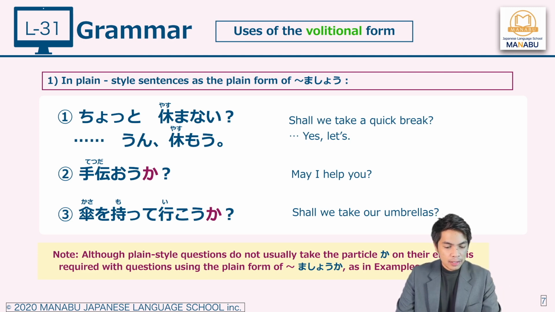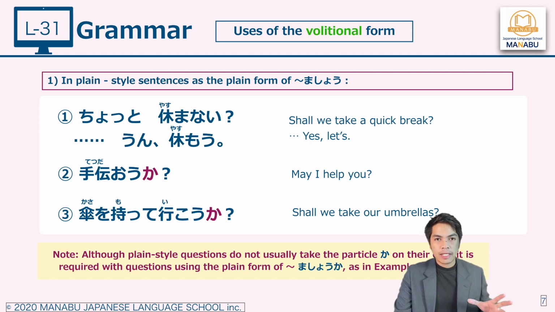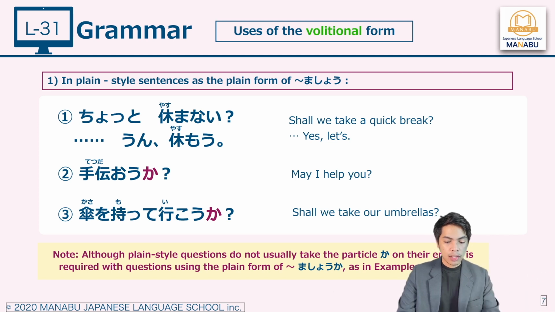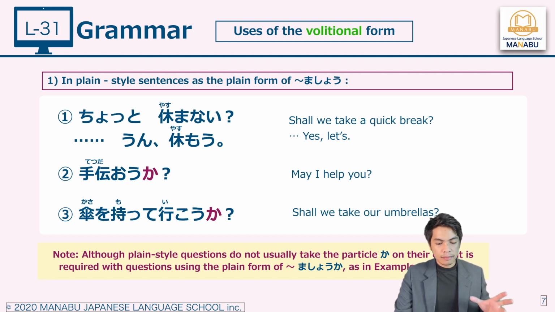Example number 2, tetsudaou ka. So from tetsudaimashou ka. If you remember, tetsudaimashou ka is offering help to someone. So the plain style of mashou is the volitional form, tetsudaou, then adding ka, tetsudaou ka. Example sentence number 3, kasa o motte ikou ka. From motte ikimashou, the plain style is motte ikou. So this is also the volitional form of ikimashou. Motte ikou ka. Shall we take our umbrellas?